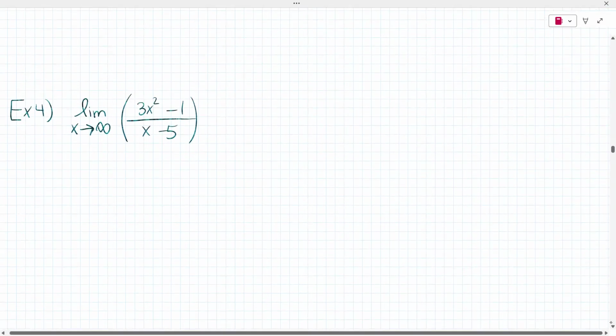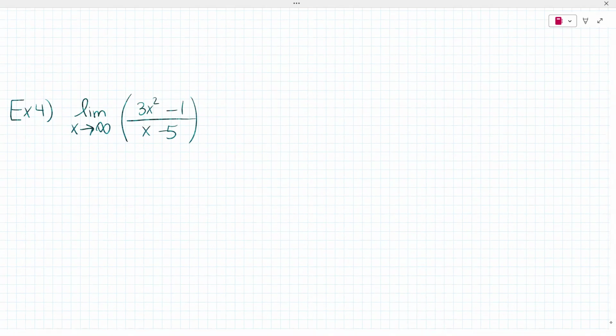So example 4 says, what is the limit as x approaches positive infinity? Let's look at this. What's the highest term on the numerator? It's 3x squared. What's the highest term on the bottom? It's x to the 1. So is this top heavy, bottom heavy, or the same? It is top heavy.